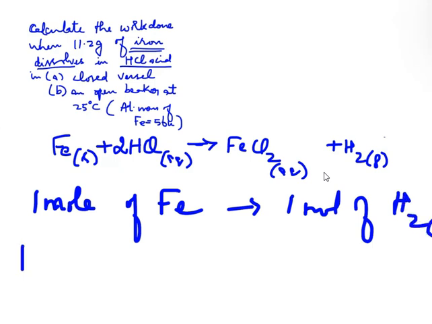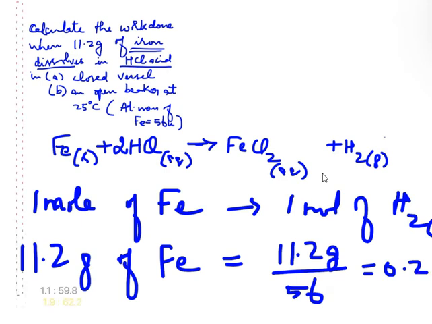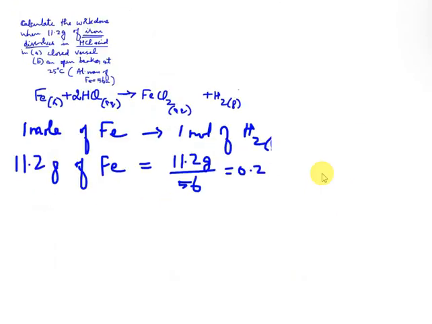So 11.2 grams of Fe. Now how many moles is that? Given mass by molecular mass is what now? 0.2, sir. 0.2 moles of Fe is going to produce how much? 0.2 moles of hydrogen.